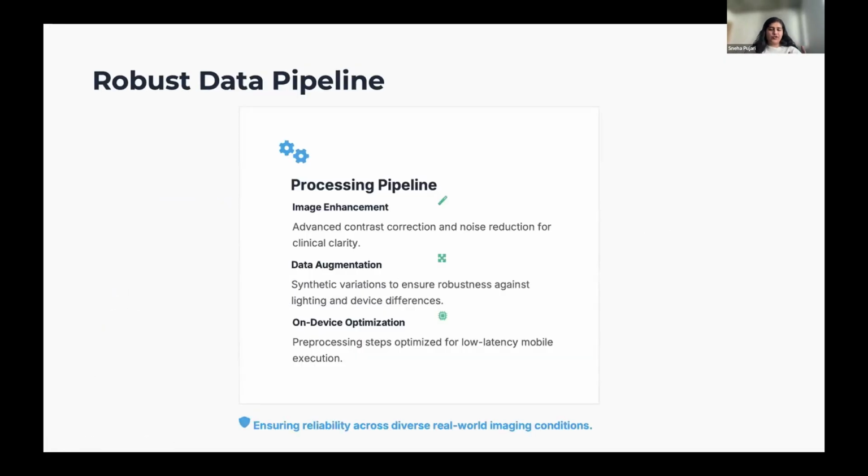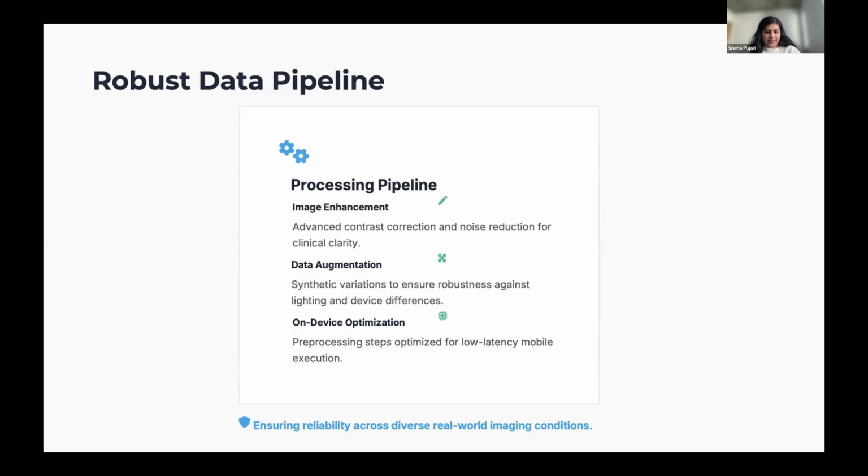So building the model is just a part of the bigger problem. The bigger challenge is making it work reliably in real world settings, as I mentioned. Retinal images can vary a lot depending on the lighting while capturing the image, device quality, and how the image is captured. So we've designed a pipeline to handle that variability.